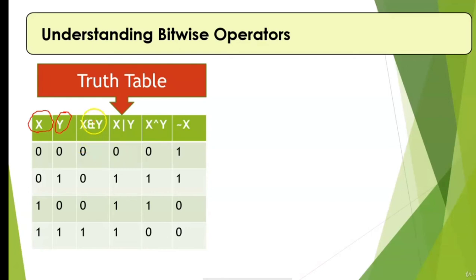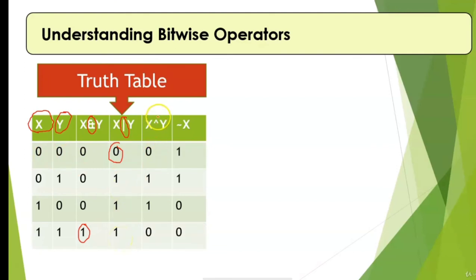Let's focus on the bitwise AND, that is X ampersand Y. Bitwise AND will give us the result true only when both bits are 1. In all the rest of the cases, it will give me the result 0. In the bitwise OR, that is the vertical bar, the result is 0 if both of the bits are 0. Otherwise, in all positions, the result is 1.